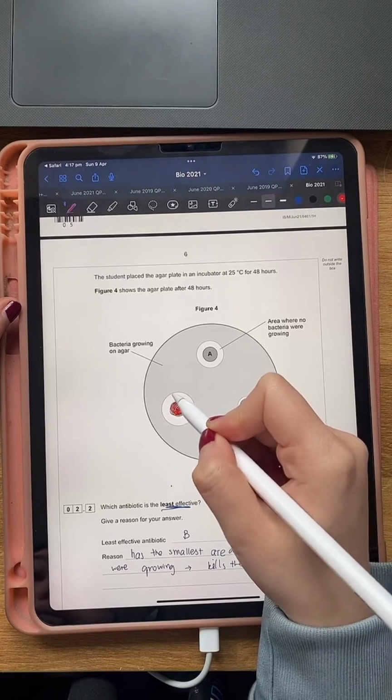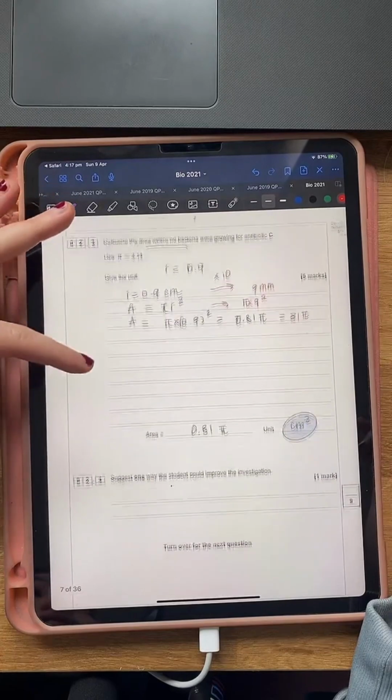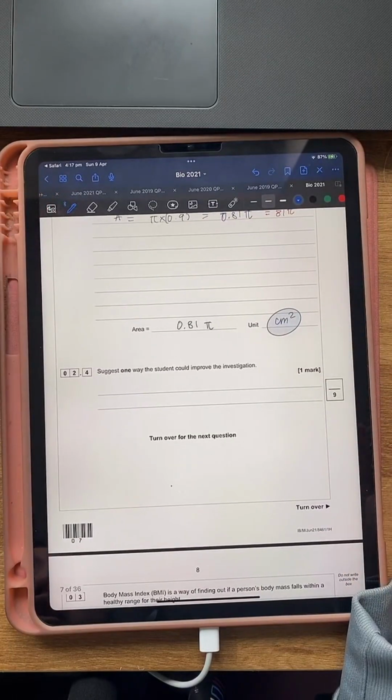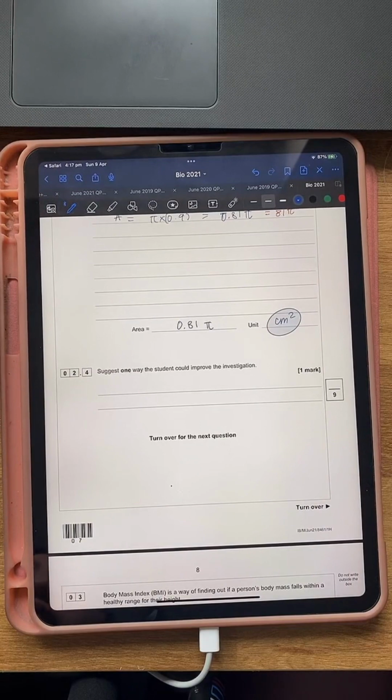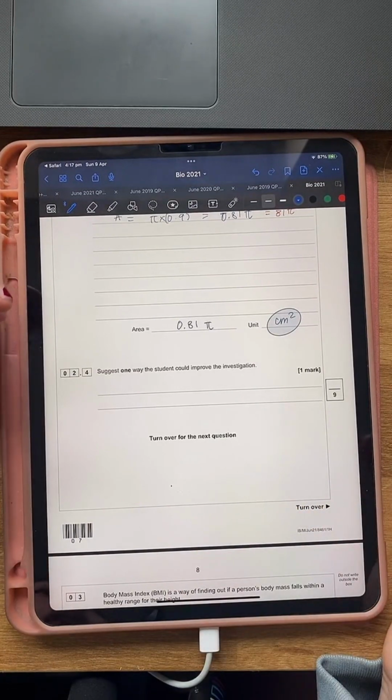Suggest one way the student could improve the investigation. So whenever you have the question improve the investigation, you can say repeat 3 times and take average, repeat and eliminate anomalies, use control disk, any of them is fine.